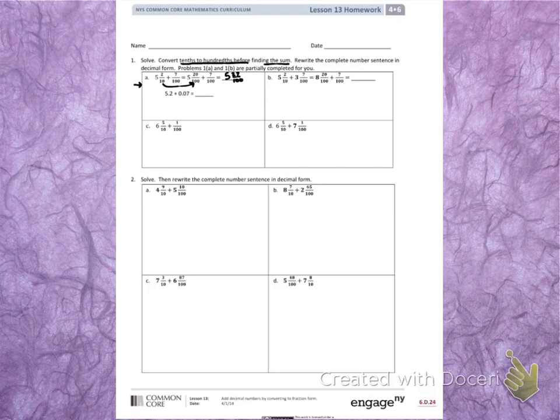I can't fit that all on that line. Sorry. And when I look at that in decimal form, 5 and 2 tenths added with 7 hundredths. If I had 2 tenths and 7 hundredths, that would be 5 and 27 hundredths.